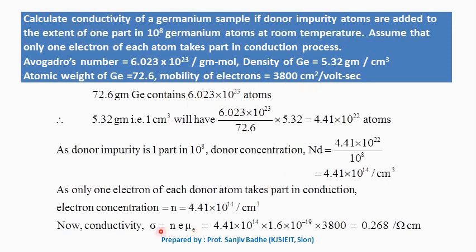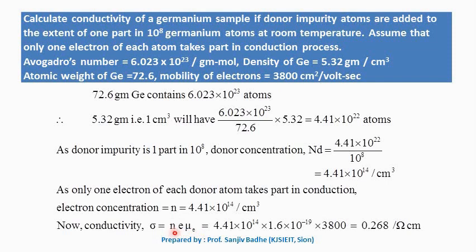So to calculate conductivity, we can use this relation, n e mu e. e is the charge on the electron, which is known to us, 1.6 into 10 raised to minus 19. Mu e is the mobility of electrons, which is given to us, 3800 centimeter square per volt second. Now this n is what? Electron concentration. So it is not given here, so we want to calculate this electron concentration. Now donor impurity is being added to this germanium sample, so we will be getting the N-type semiconductor. So we can use this relation for conductivity, n e mu e.